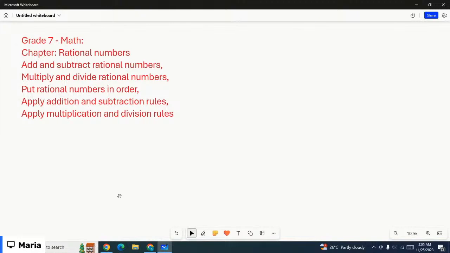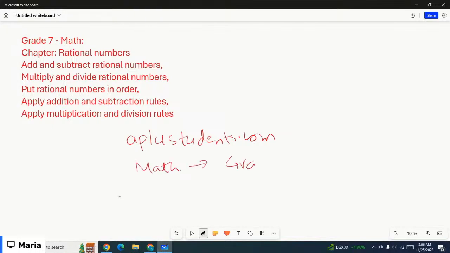We are here for grade 7 math. So you can find all the lessons on aplusstudents.com. You have to log in there using your email address and password provided by the administrator. Then you have to select math from the subject tab. Scroll down to grade 7 and then click on view all lessons.